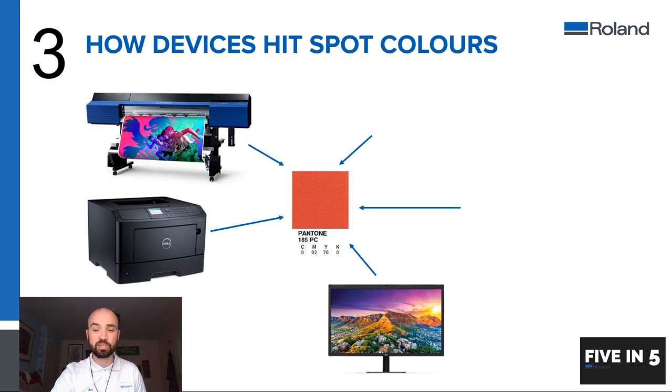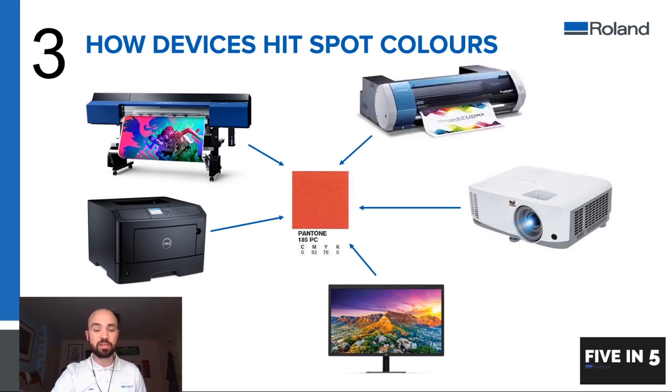This is the same for monitors and other digital devices that produce colours using light rather than ink. So all of these different devices will have different values that they need to use in order to print that colour. This is how spot colours work.